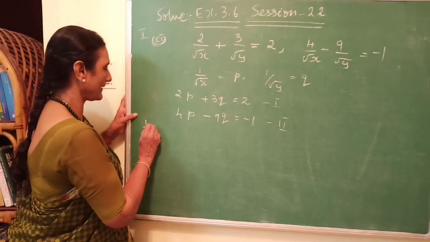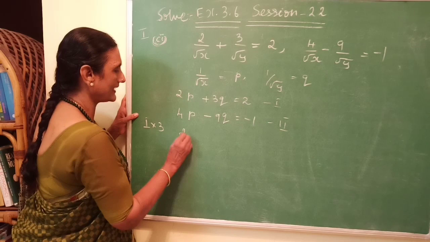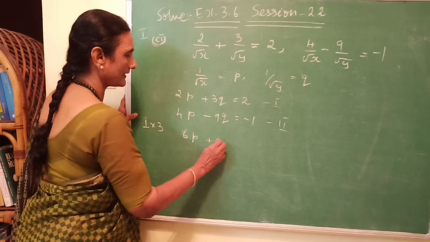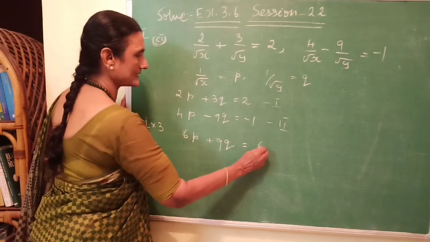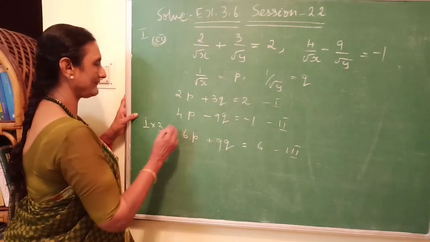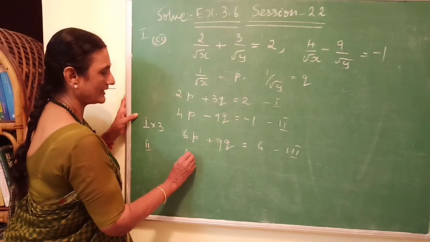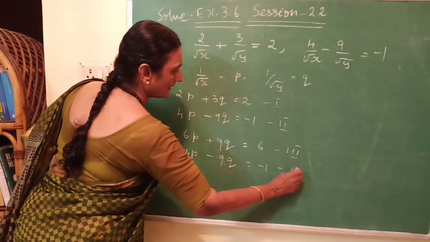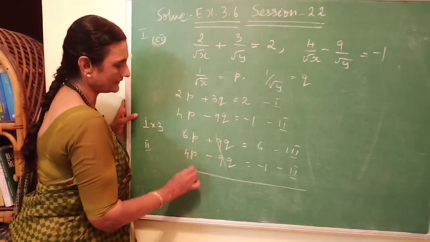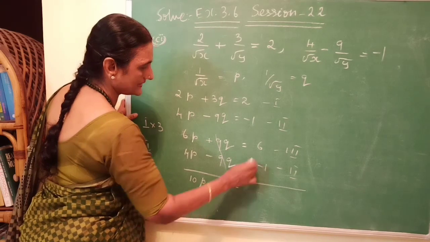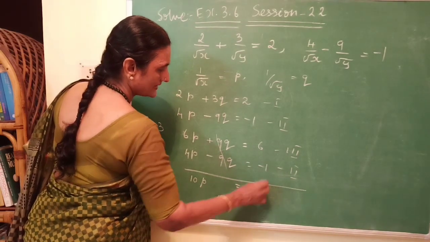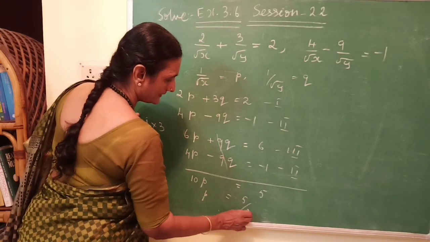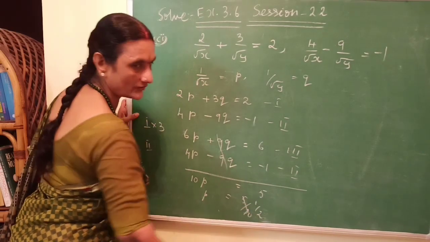Now we will multiply the first equation by 3. You will get 3 into 2p gives you 6p, and then 9q is equal to 6. So this is equation 3. And for the second equation you write it as it is, because here itself the 9q term is available with a negative sign. So by simple addition this gets cancelled. Then it becomes 10p is equal to 6 minus 1, that is 5. Therefore p is equal to 5 by 10, which is half. This is the solution for p.